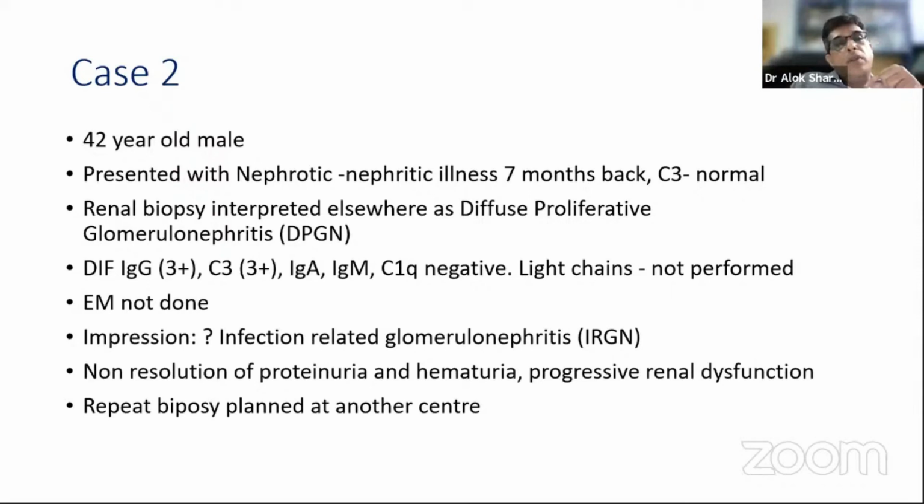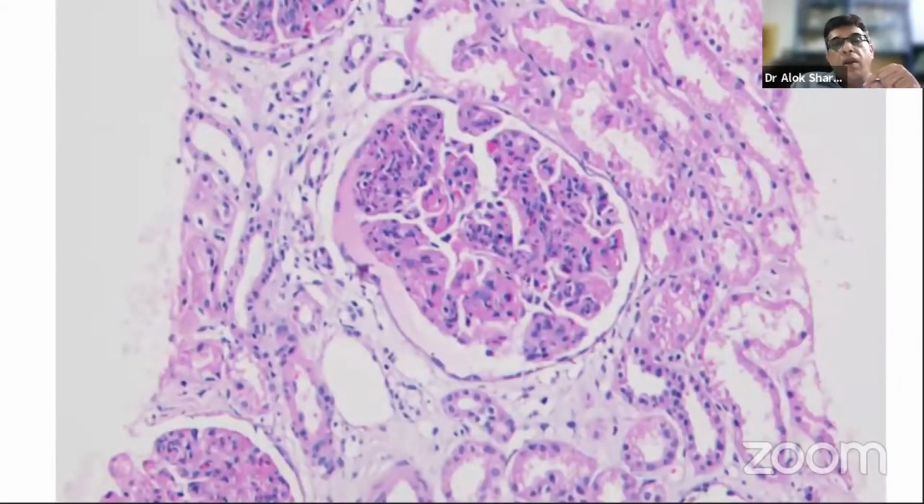But what happened? There was no resolution of proteinuria and hematuria, and there was progressive renal dysfunction. And in view of this, a repeat biopsy was planned at another center. So this is the second biopsy which I'm showing you. You can actually see there is a proliferative GN. You can see lobulations and other things. And you can also see thickening of GBM. There are confluent deposits. The overall picture was that of an MPGN now. It was not a DPGN. There was thickening and reduplication had set in.